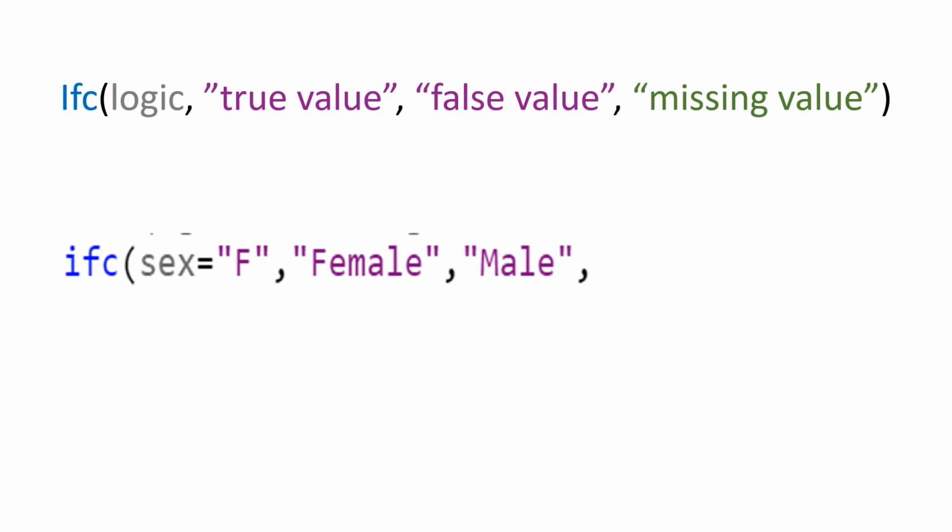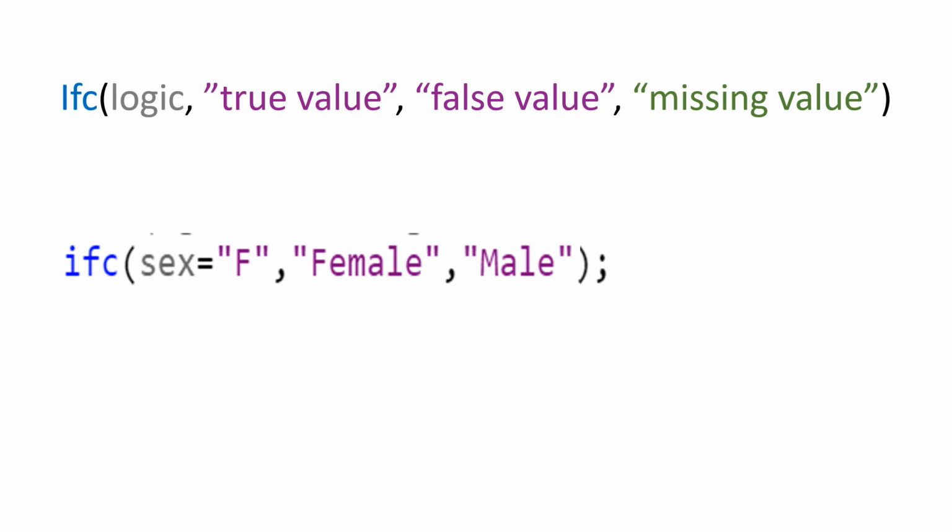This was the value which we wanted to populate if the logic is false, and this is the value which we wanted to populate if this sex variable doesn't have any value. Like I said, the last argument is optional. So if you don't want to use that, then your syntax is going to look like this.